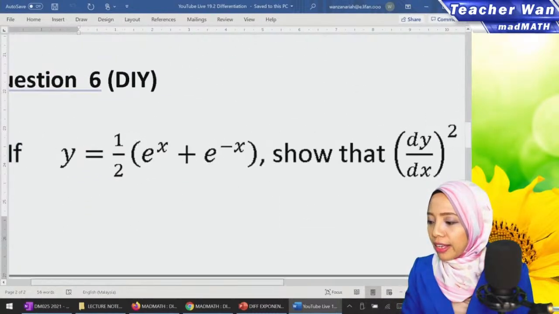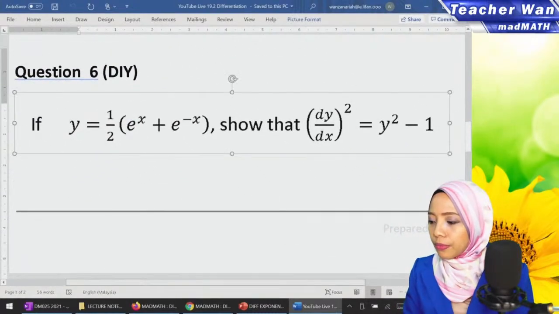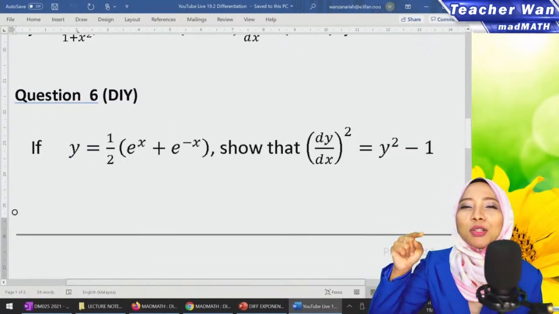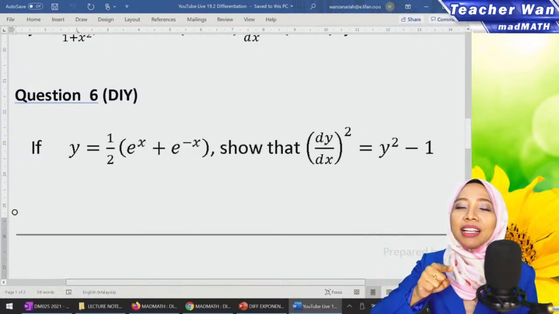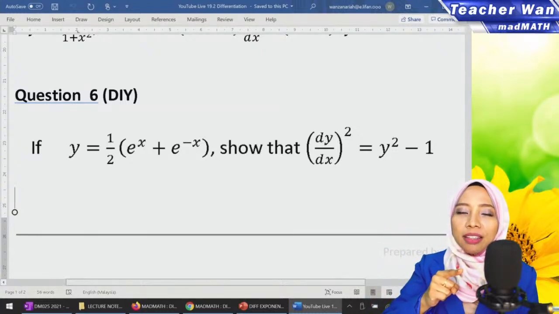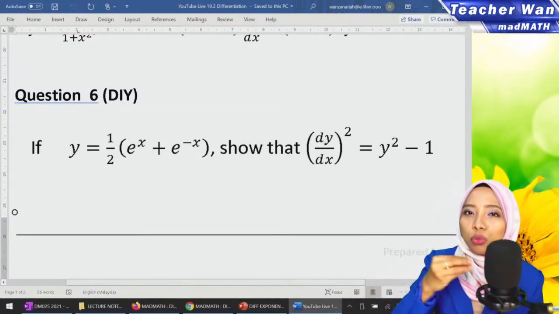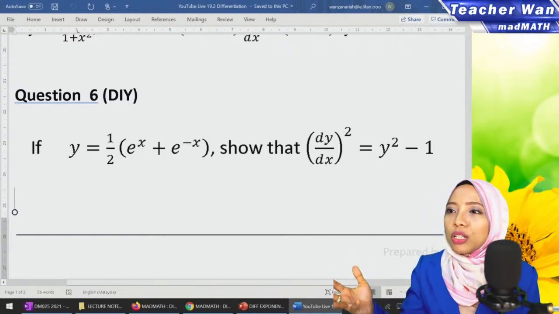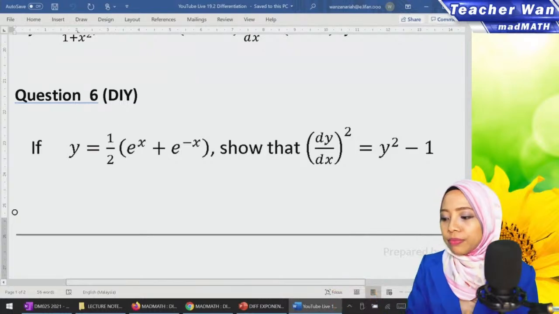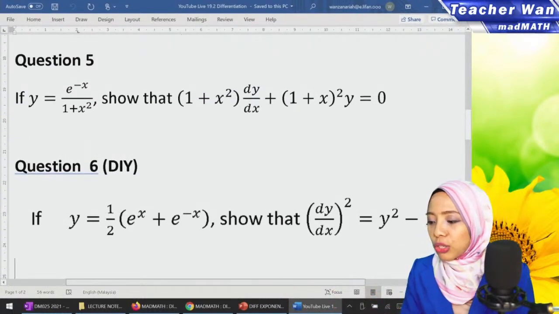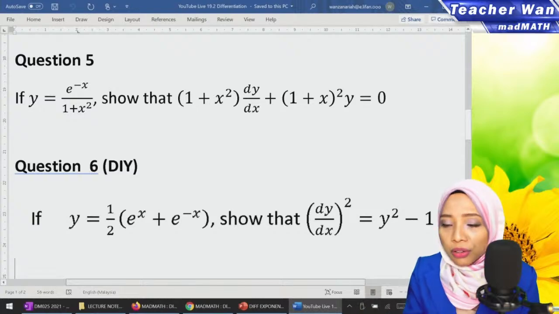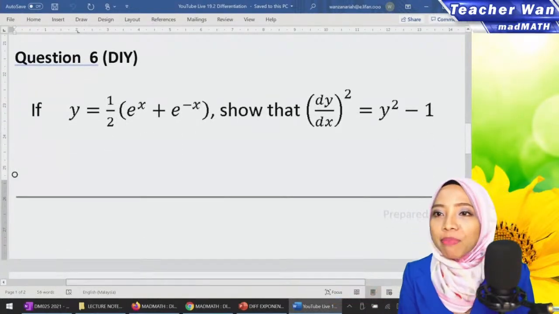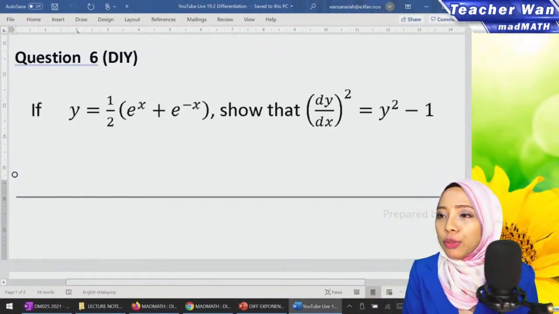And then this one. This one DIY, screenshot this question and make sure you give an attempt. You give an attempt for this question. Okay. If you cannot do it, you rewatch the videos. Okay, you want to try a proving question. If just now for question 5, I gave it equals to 0, but this time question 6, it equals to something, y square minus 1. It's good if you give an attempt.